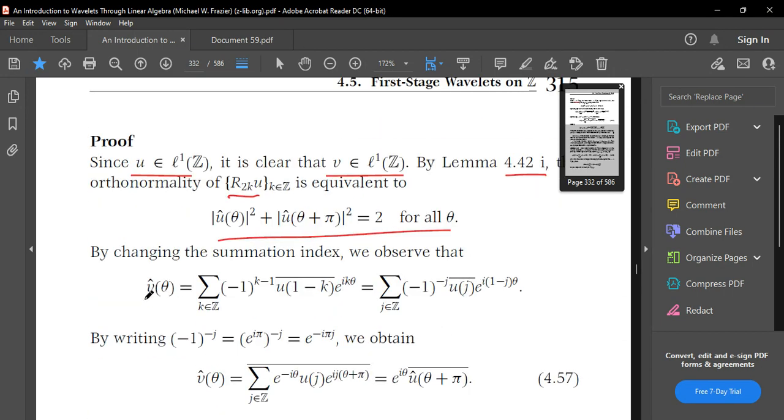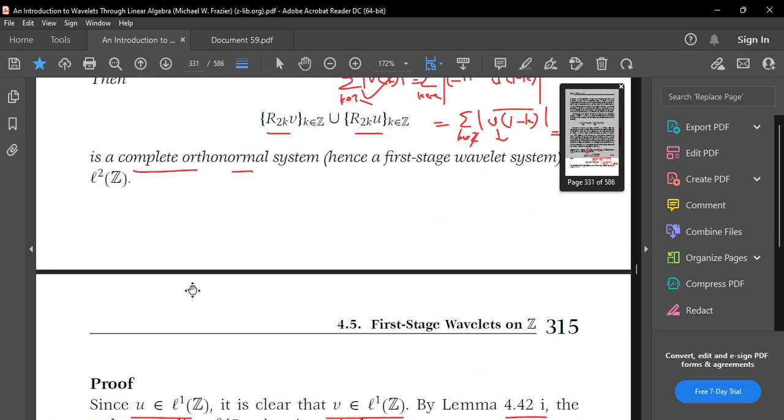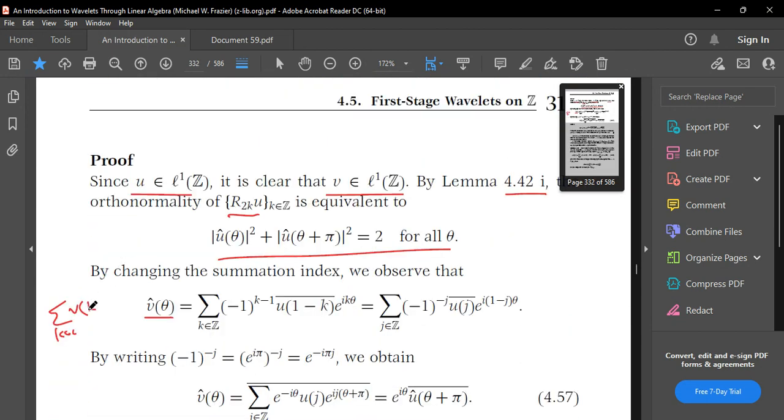And now you calculate v cap of theta. What is the expansion for v cap of theta? Summation k belongs to Z, v of k e raised to I k theta. That is the definition of the Fourier transform. What is v of k? V of k is minus 1 raised to k minus 1 u of 1 minus k conjugate, and e raised to I k theta is also there.